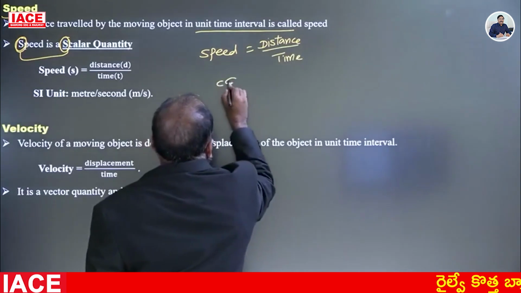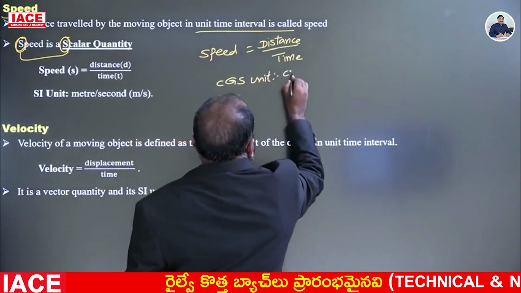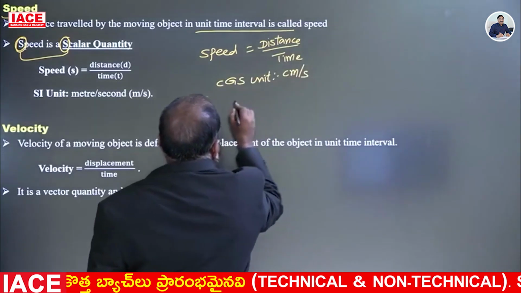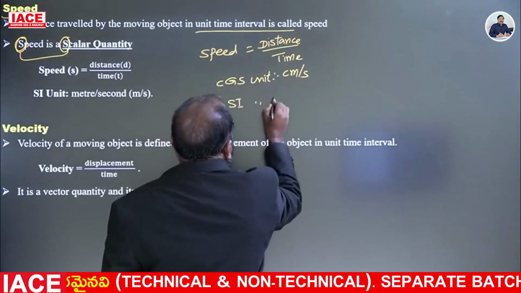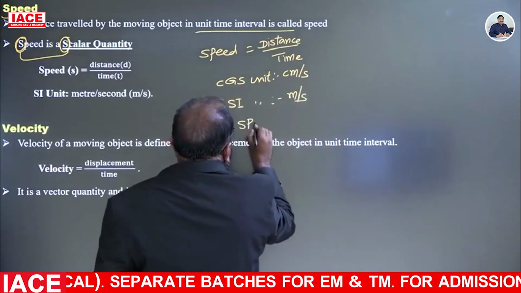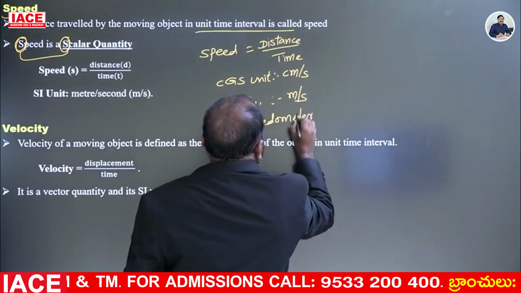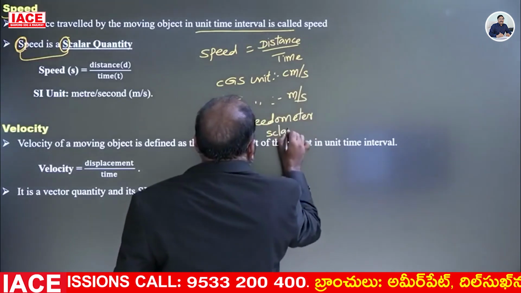CGS unit to express the speed is centimeter per second. SI unit is meter per second. Speedometer is used to measure the speed of the vehicle. It is a scalar quantity. These are a few words for speed.